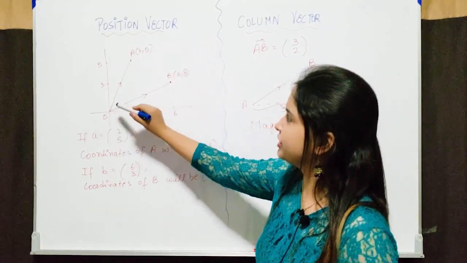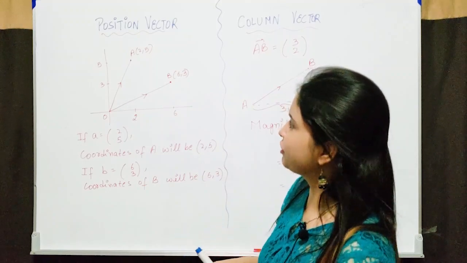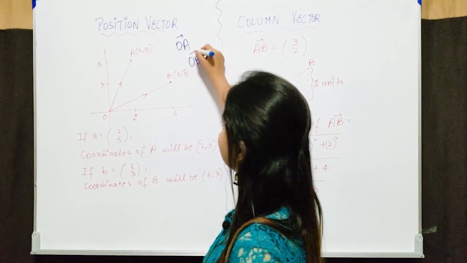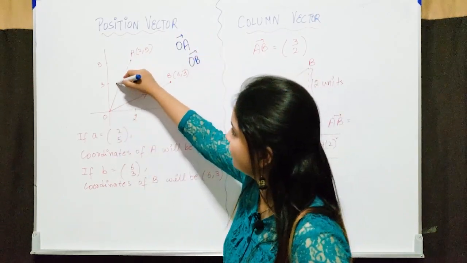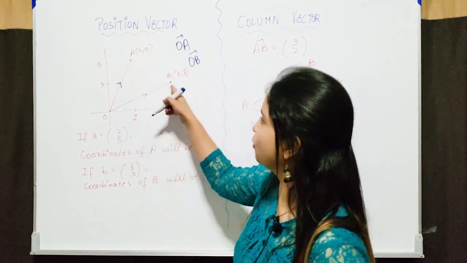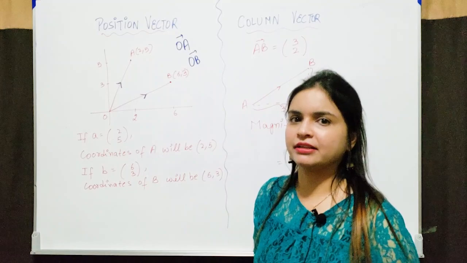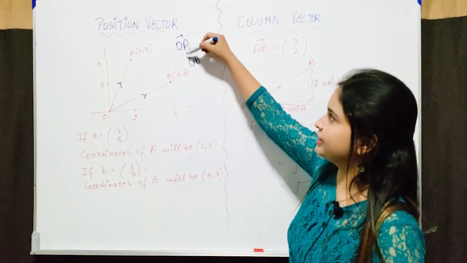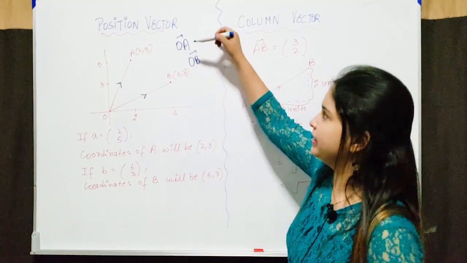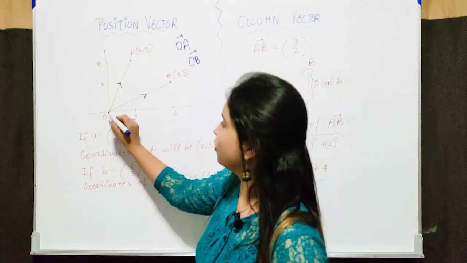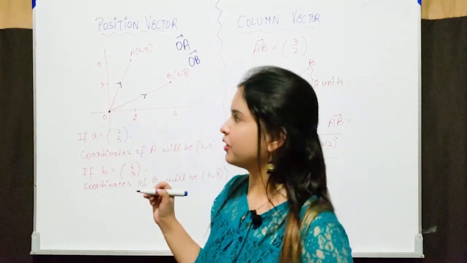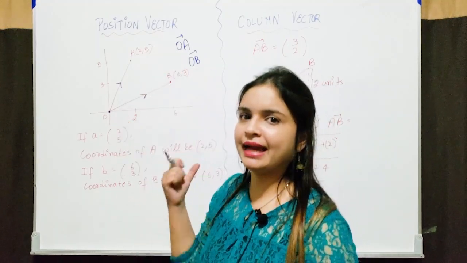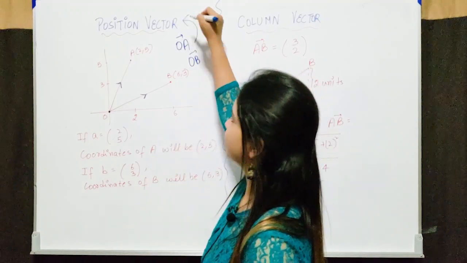I have shown a position vector over here. Now, my position vectors are OA and OB. OA is my one position vector, and OB is my second position vector. As you can see, the starting point of both these vectors, OA and OB, is O. Now, what is O? O is the origin. So, if the starting point of any vector is the origin, then that vector is called a position vector.